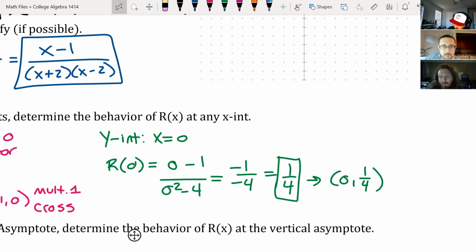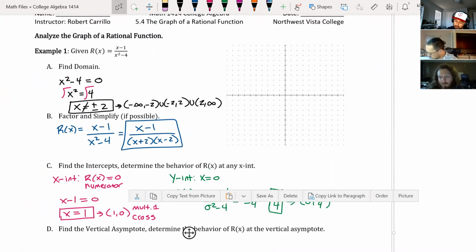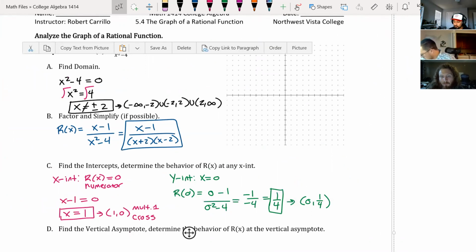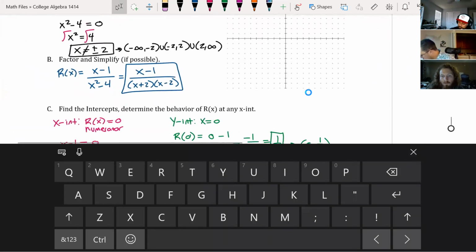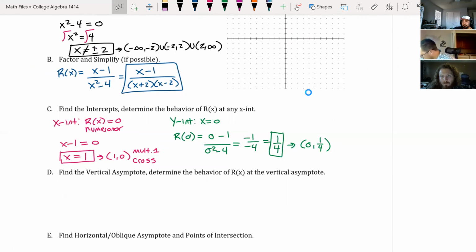Okay. Before I keep going, any questions so far? We found domain. We factored and tried to simplify. Nothing canceled out. Then we find the x-intercepts. We determine the graph's behavior at the x-intercept. And then we find the y-intercept.